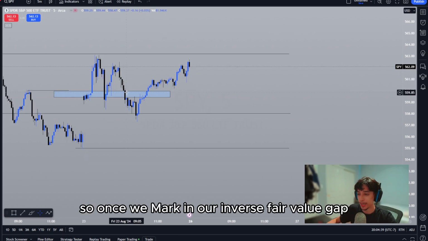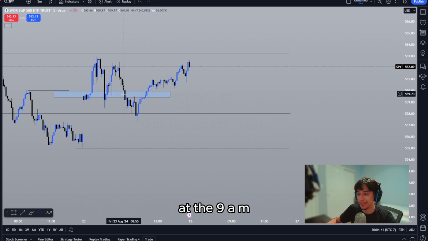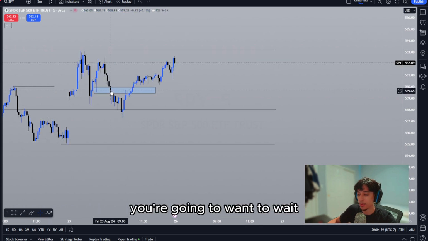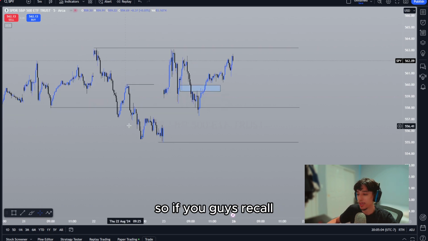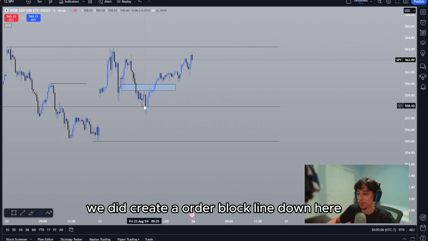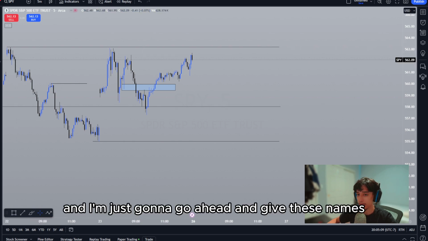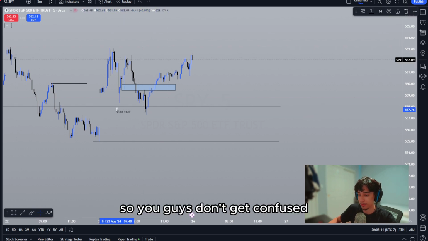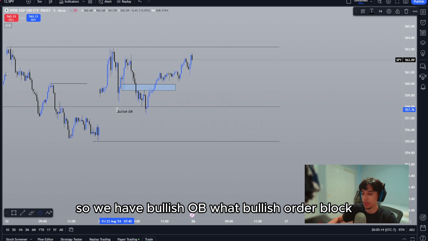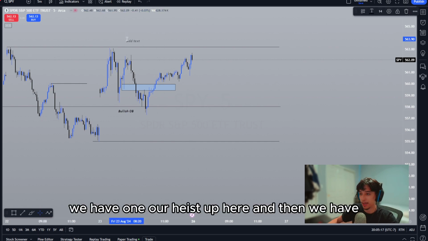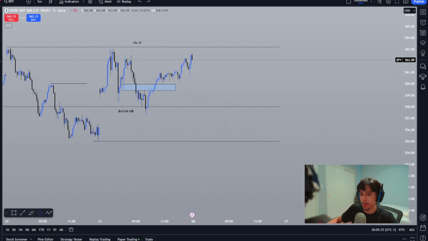So once we mark in our inverse fair value gap at the 9 a.m. time frame, you're going to want to wait for a bullish sweep of an order block. So if you guys recall, we did create an order block line down here. And I'm just going to go ahead and give these names so you guys don't get confused. So we have bullish OB, so a bullish order block. We have 1 hour highs up here. And then we have 1 hour lows down here.